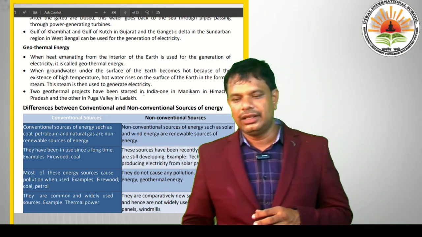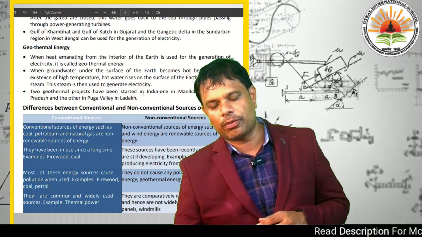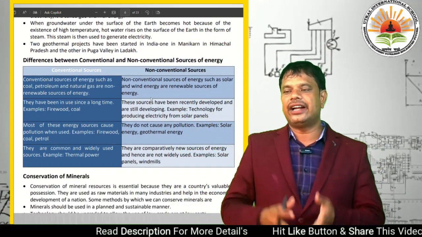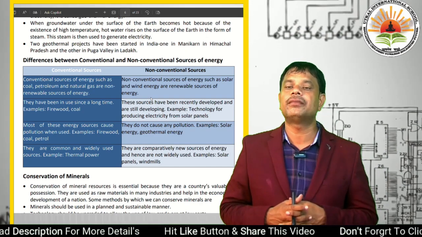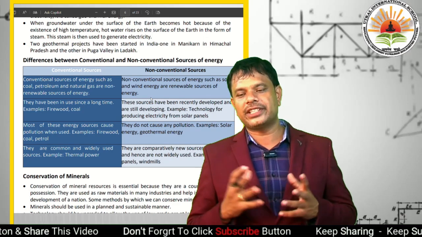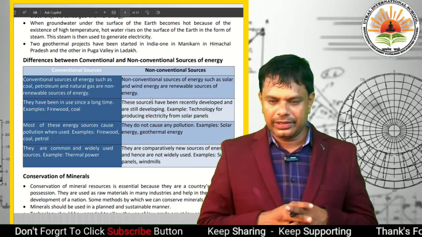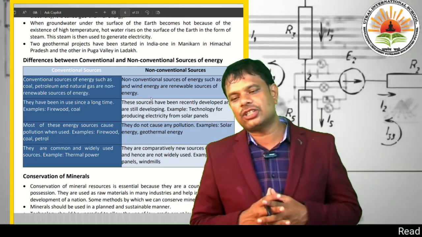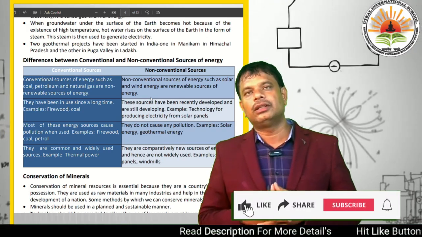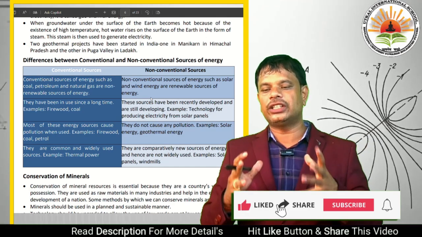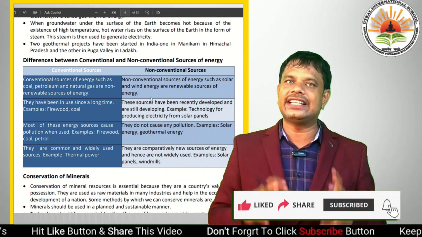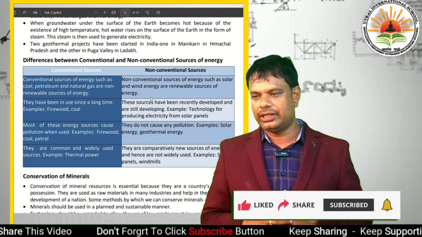Dear students, a question may arise in your mind: what is the difference between conventional and non-conventional sources of energy? Conventional sources of energy such as coal, petroleum and natural gas are non-renewable sources of energy. Non-renewable means they cannot be regenerated as fast as we use them.